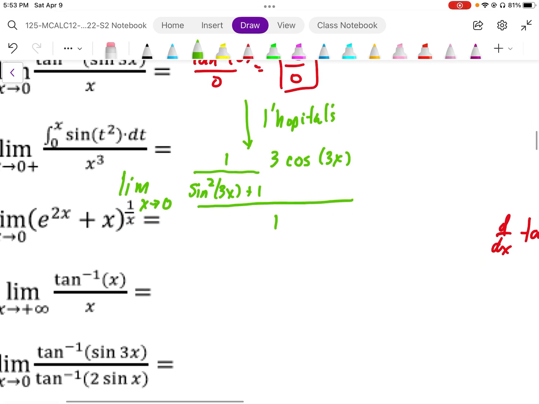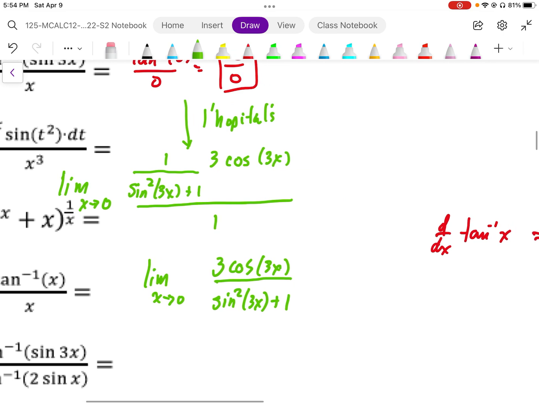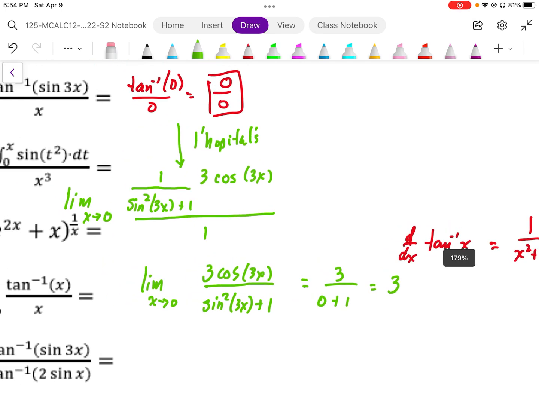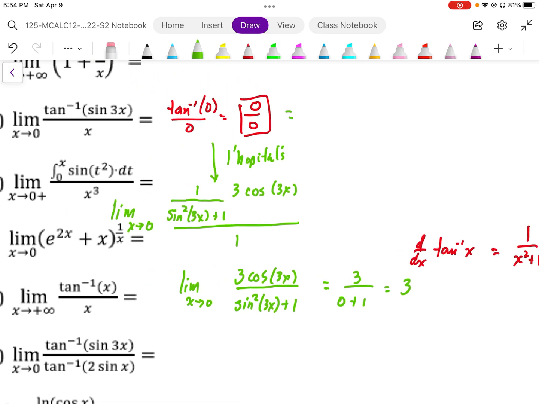So I'm going to simplify this. This becomes the limit as x approaches 0, and this is just going to end up being 3 cosine of 3x all over sine squared of 3x plus 1. Plugging this in, we can evaluate this limit. The cosine of 0 is 1, so I end up with 3 in the numerator. Sine of 0 is 0, so I end up with 0 squared plus 1. So that works out to be 3. So the limit of this expression is going to be equal to 3.